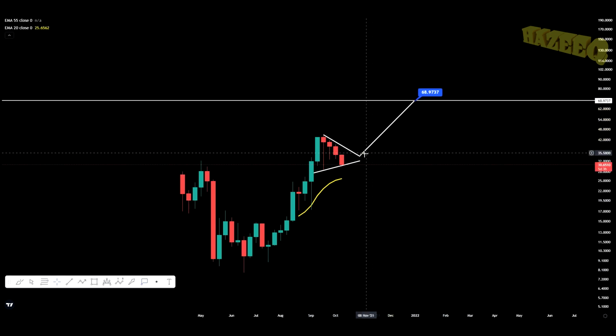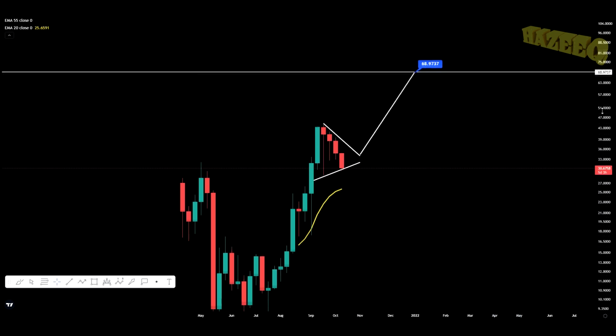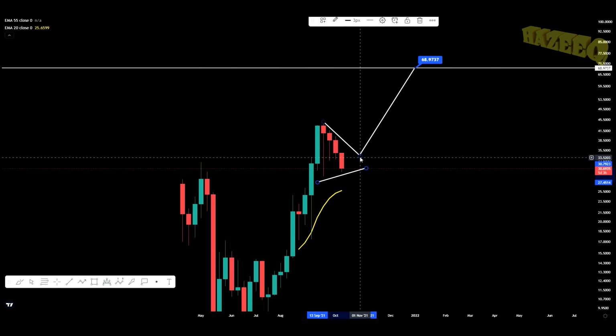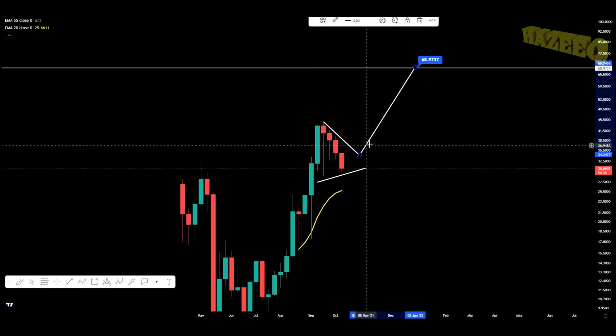That's the weekly chart. Now you could see that if we start losing this lower support line, you can adjust it still to make the pattern still viable.